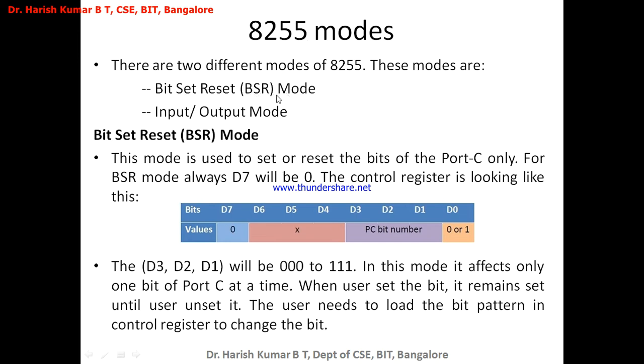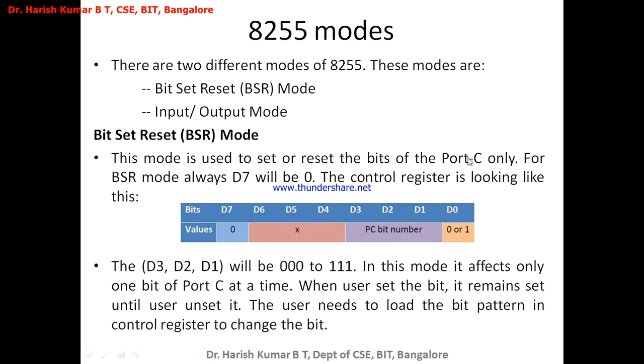And what can you do in this bit set reset mode? D6, D5 and D4 are don't care, which means they can be either 0 or 1. And D3, D2, D1 are the bits inside the control register used to select the bit from port C. Port C has 8 bits, divided into port C lower and port C upper, so in general it has 8 bits from PC0 to PC7. Now you have 3 bits reserved here, D3, D2, D1, in order to select each bit of port C. Since it has 8 bits, there are 3 bits reserved, 0, 0, 0 to 1, 1, 1.